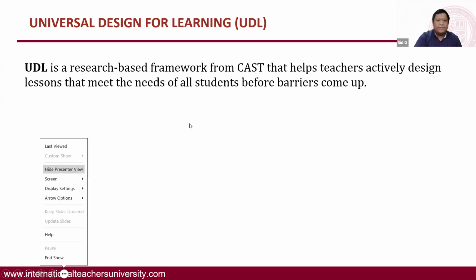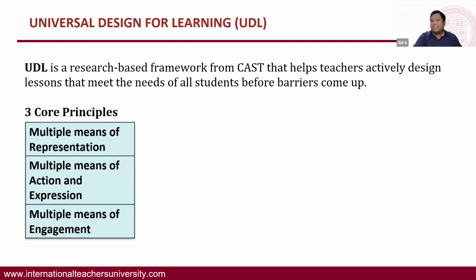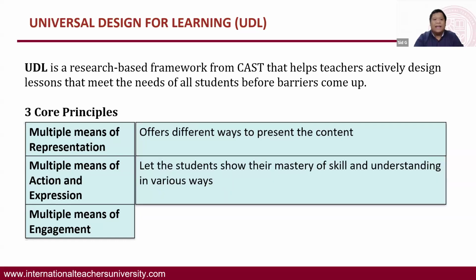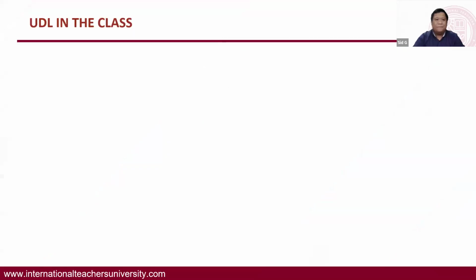Three core principles. Multiple means of representation, multiple means of action and expression, multiple means of engagement. Multiple means of representation is what they will learn, multiple means of expression is how they will showcase their learning, okay? And multiple means of engagement is what motivates the student. So we need to find ways so that most of the students will benefit in your class.